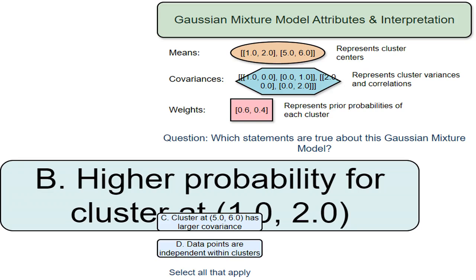Here, option B suggests the cluster centered at 1, 2 has a higher probability. The weights given are 0.6 and 0.4. The higher weight, 0.6, belongs to the cluster at 1, 2, making this statement true.